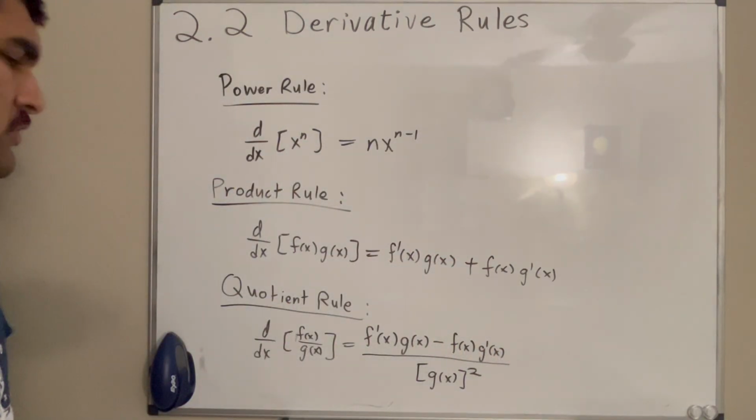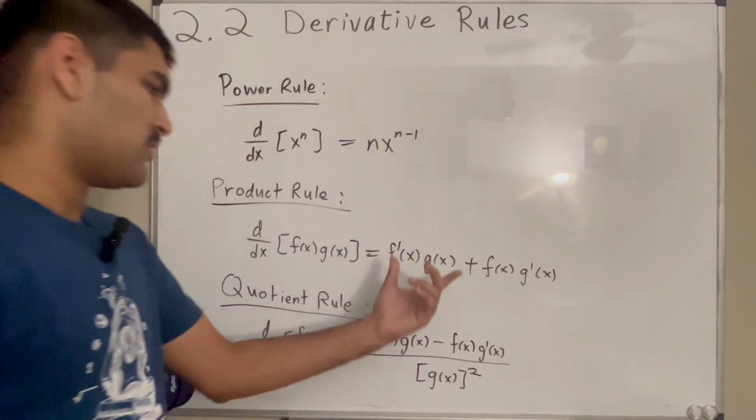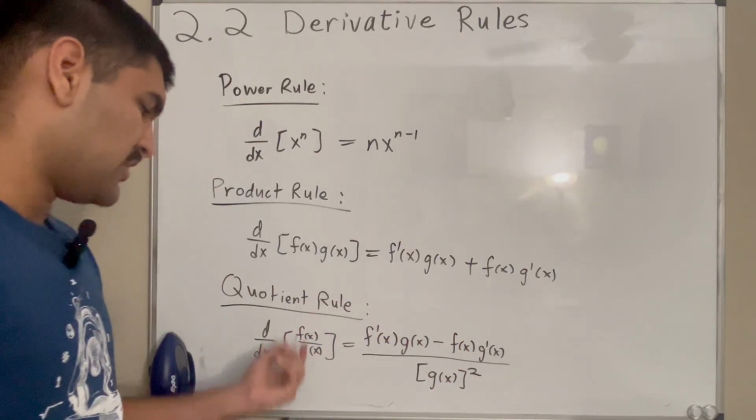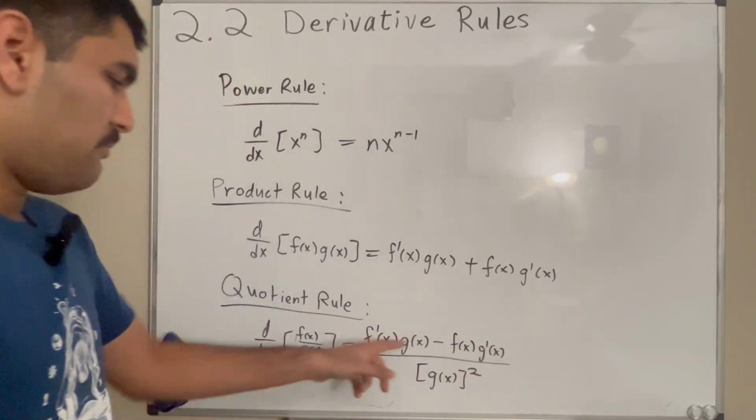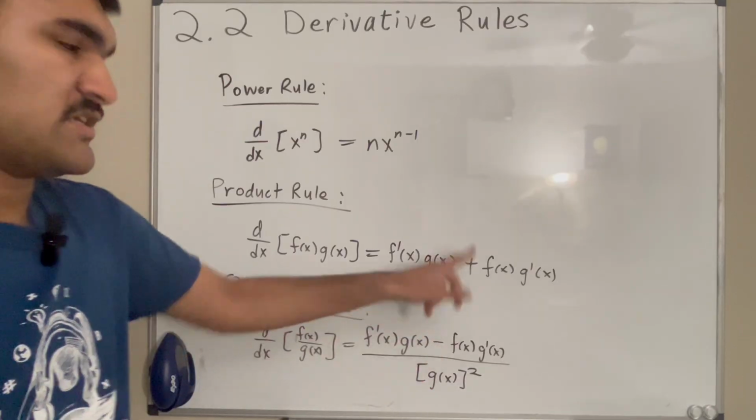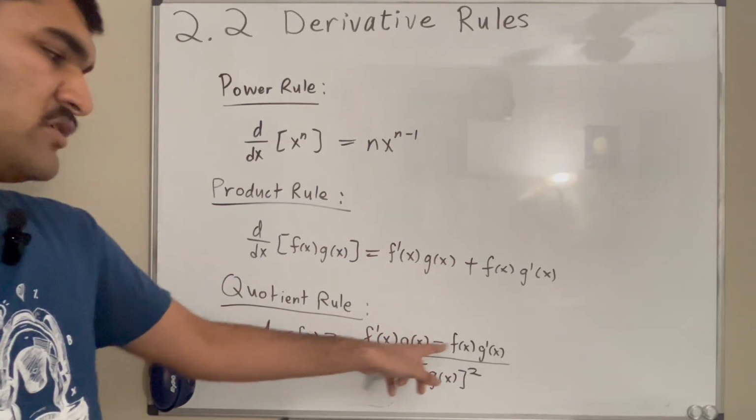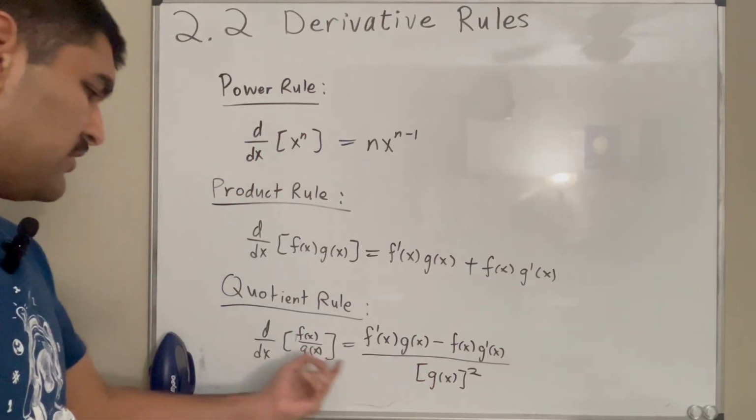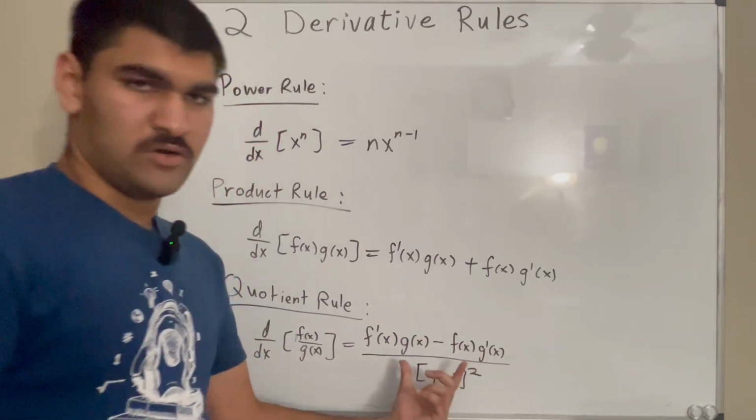Okay, so again, in the top, it's a similar pattern to the product rule. We're basically taking the derivative of each function one at a time. But this time, notice that we have a minus instead of a plus. So that's one thing to look out for. And secondly, notice that the denominator is squared in the bottom.